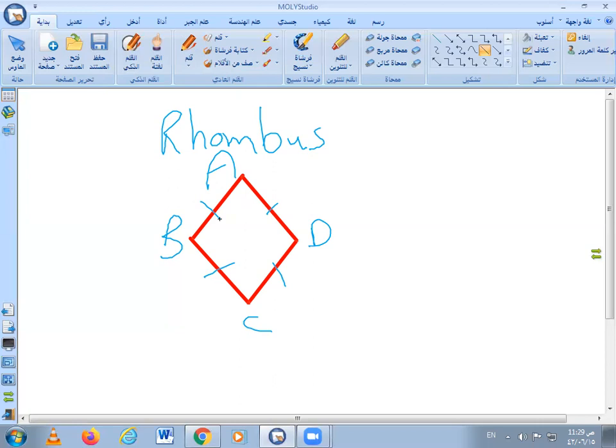And as we said before, the second property is the property which makes the difference between the three shapes, the diagonals. The diagonals of a rhombus are perpendicular. Then we said about the rectangle, the diagonals of a rectangle are equal in length, and the diagonals of a rhombus are only perpendicular. In a rectangle, the diagonals are equal; in a rhombus, the diagonals are perpendicular. Okay?